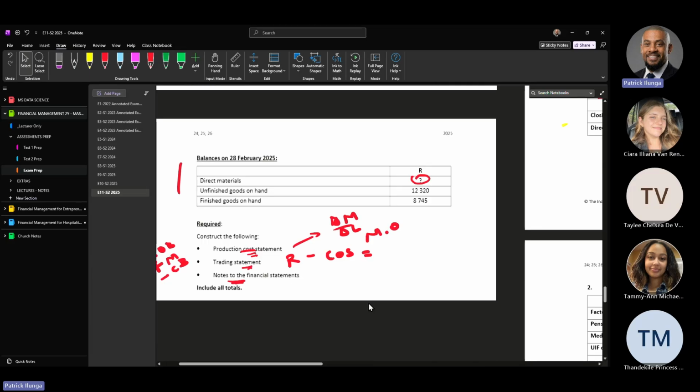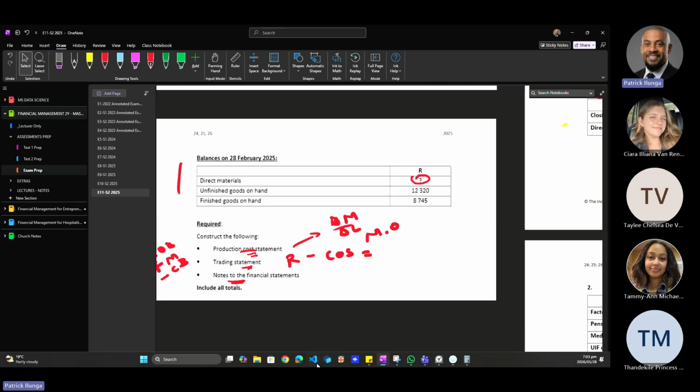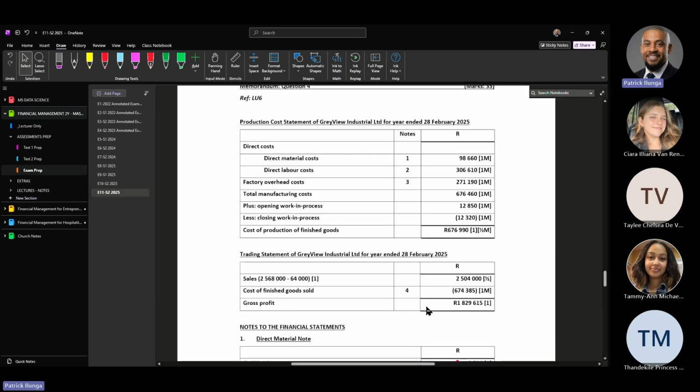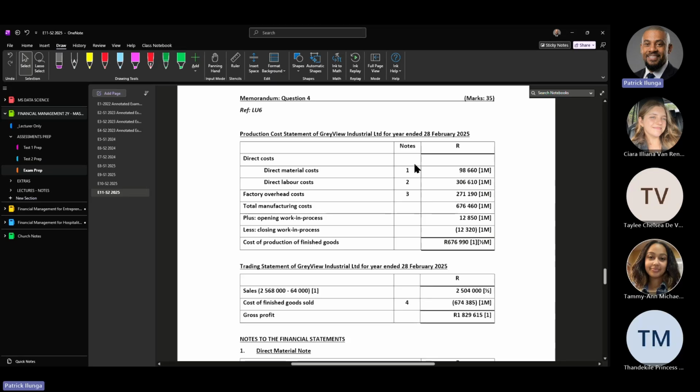But let me touch on what else could be important here. So once you have your three musketeers in your actual production cost, you have your direct cost, the direct labor, and the manufacturing overhead, 1, 2, 3. They come from your notes. You add them up together, you get the total manufacturing cost.